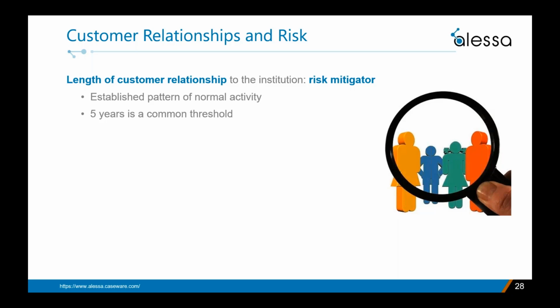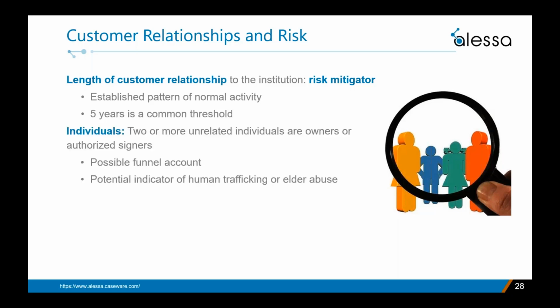Now, with respect to a customer's external relationships, we see different types of risks with individuals versus business customers. As we talked about previously, with individuals, the key risk factor is something we touched on earlier, where more than one person is an account owner or a signatory, and there's no family relationship between them. This could be an indicator that something isn't right. It could be a funnel account where, as I spoke about earlier, funds from multiple money mules are being centralized.